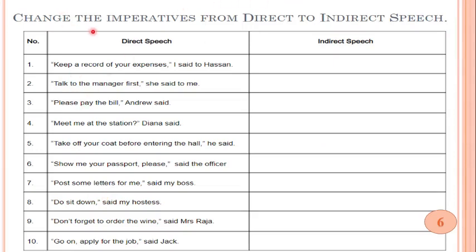Now, change the imperative form from direct to indirect speech. Remember that direct speech is all in quotations. There are 10 examples here, and you need to change them into indirect speech. Keep a record of your expenses. Let's say to Hassan, talk to the manager first. She said to me, please pay the bill. Andrew said, meet me at the station. Diana said, take off your coat before entering the hall. Show me your passport please, said the officer. Post some letters for me, said my boss. Do sit down, said my hostess. Don't forget to order the wine, said Mrs. Raza. Go on, apply for the job, said Jack. So these are all the sentences that you need to change into indirect speech.